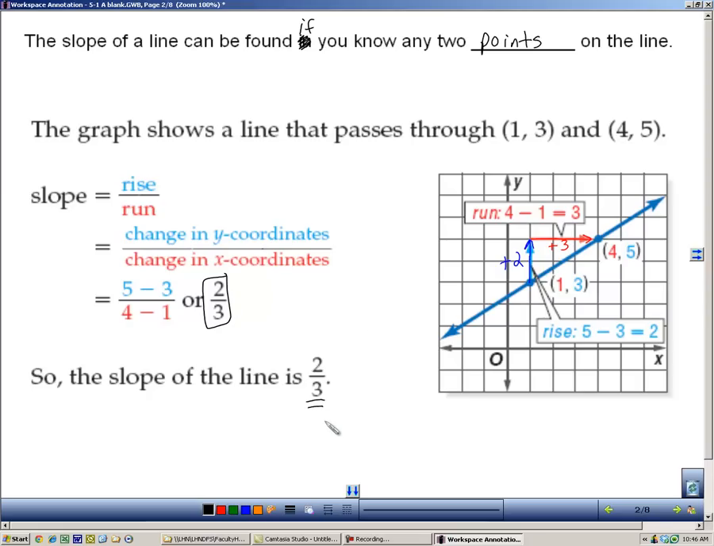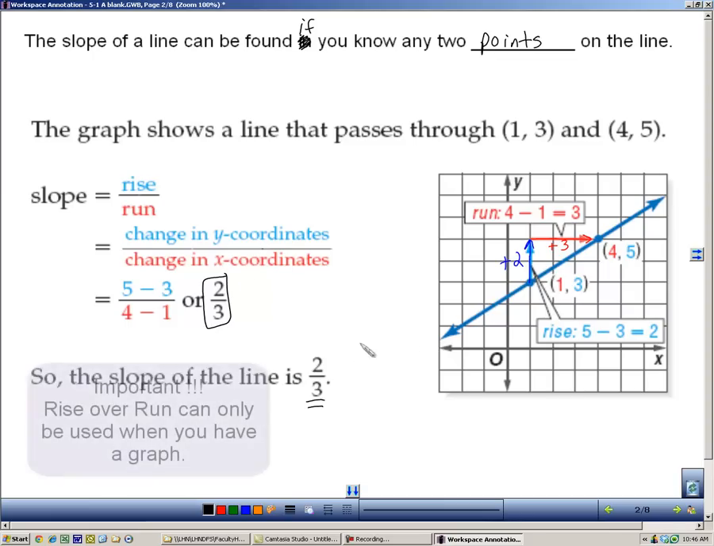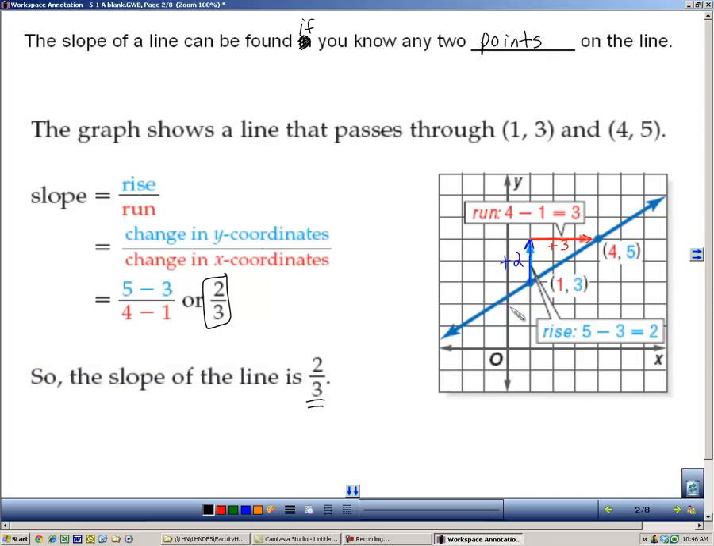Now, upward movement is positive, downward movement would be negative, and movement to the right is positive, and movement to the left is negative. So you use this idea of rise over run. Now the problem is you can only use that if you have a graph. So we've also developed a way to find slope if you're just given 2 points using an algebraic expression.